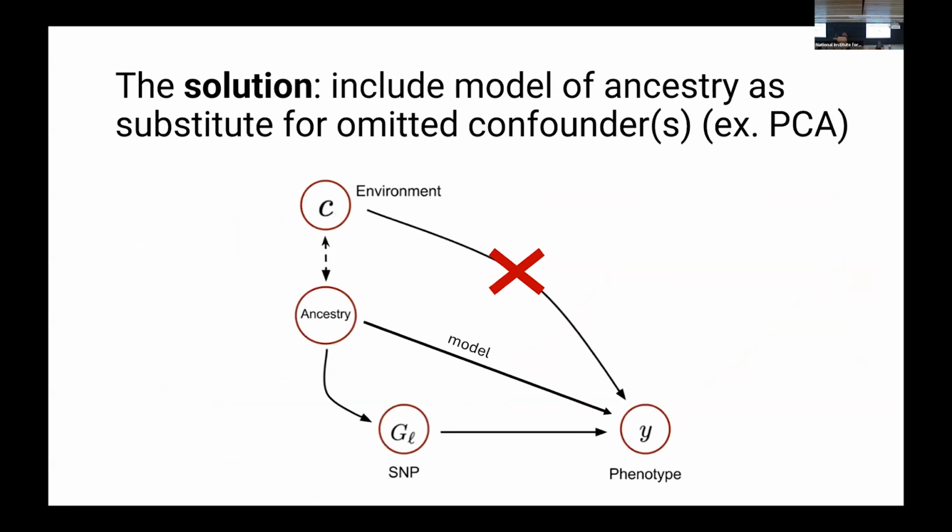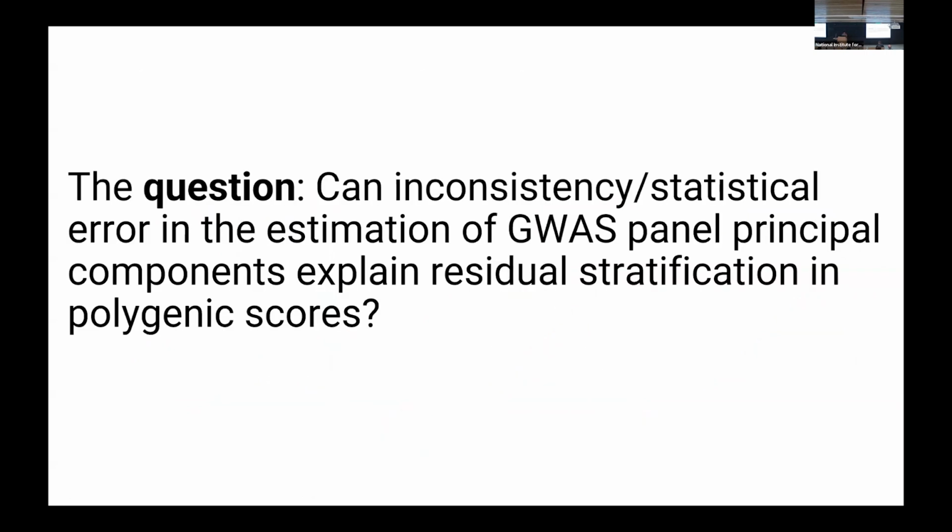We include them in our linear model, and we hopefully are controlling for the bias generated in the genetic effect sizes. However, the question that arises, which is very difficult to study empirically, is what happens if the sample PCs that PCA gave you are actually inaccurate to some degree? They contain some statistical error. How do those affect your estimates? Because you're hoping that the PCs are going to protect you from some bias generated in the effect sizes.